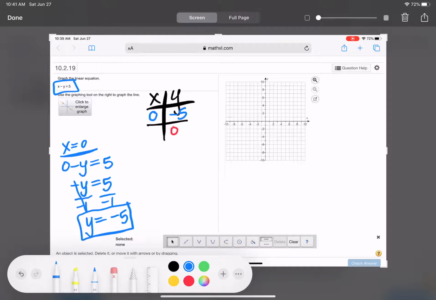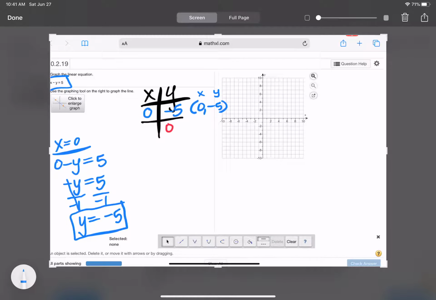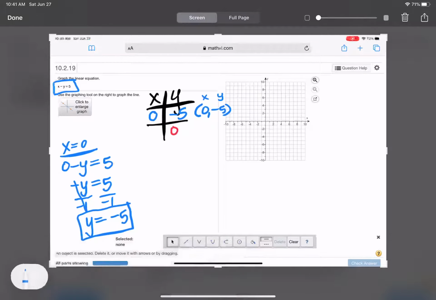And I can go ahead and plot that right here. Remember, when you have this ordered pair as 0, -5, this is your X coordinate and this is your Y coordinate, or you can just remember to go over, side to side, before you go up or down. So 0 for that X means I'm going 0 left or right. And then I'm going 5 down. Okay, so that's my first point.